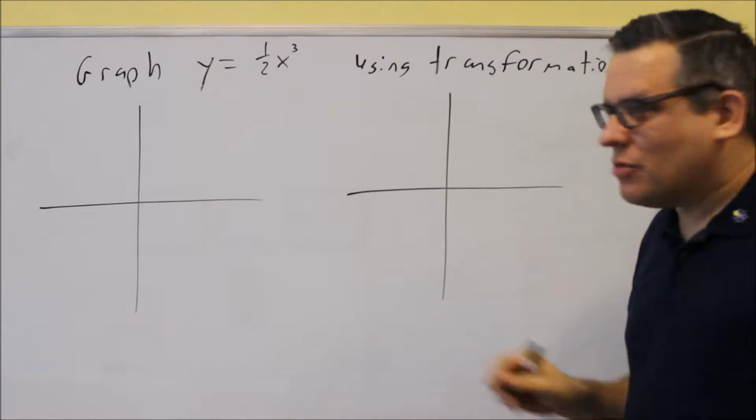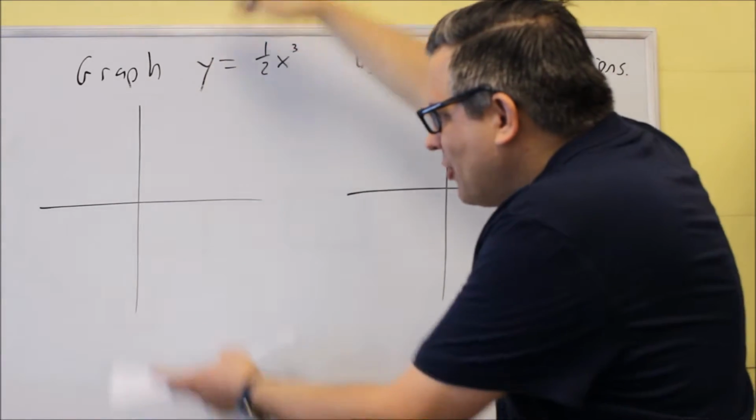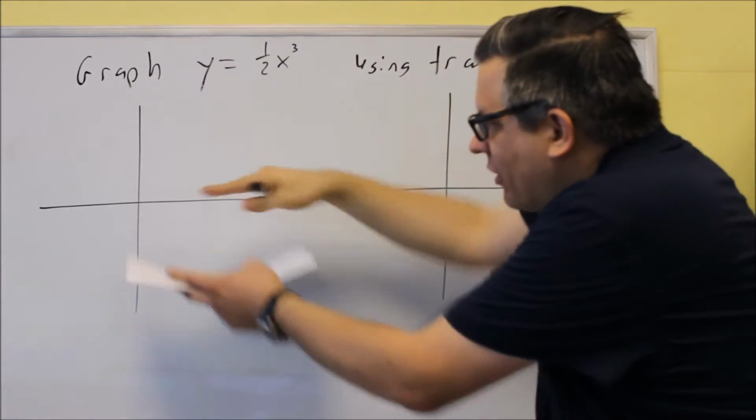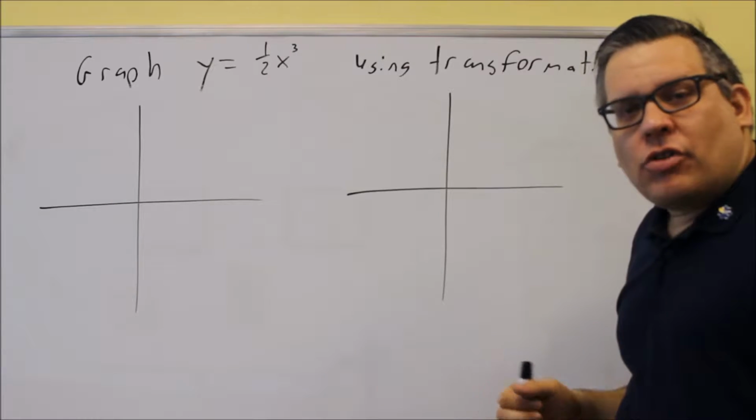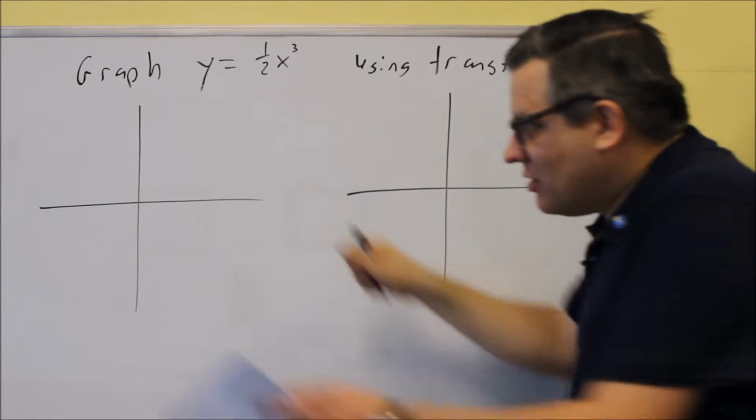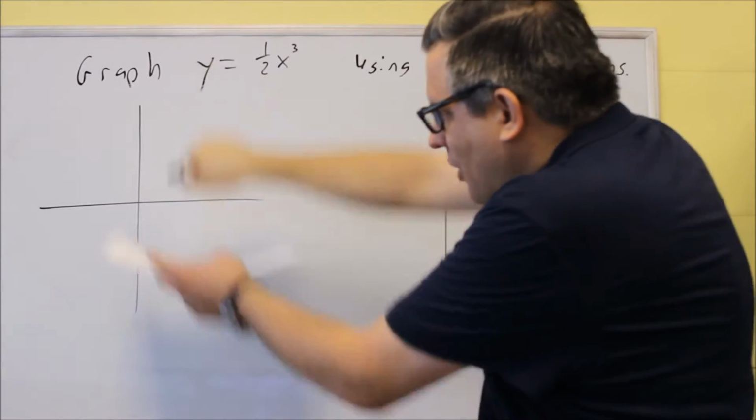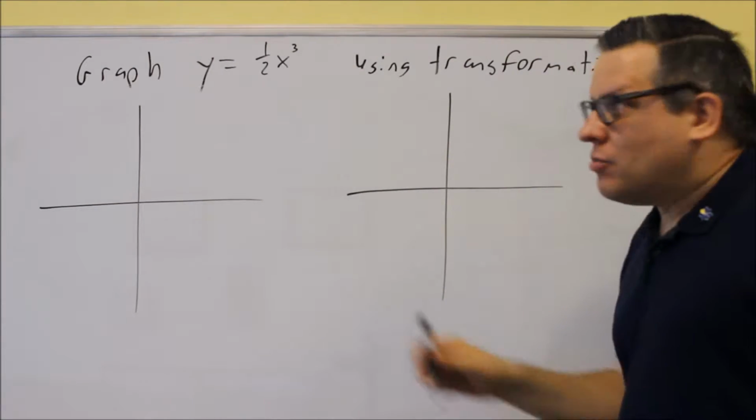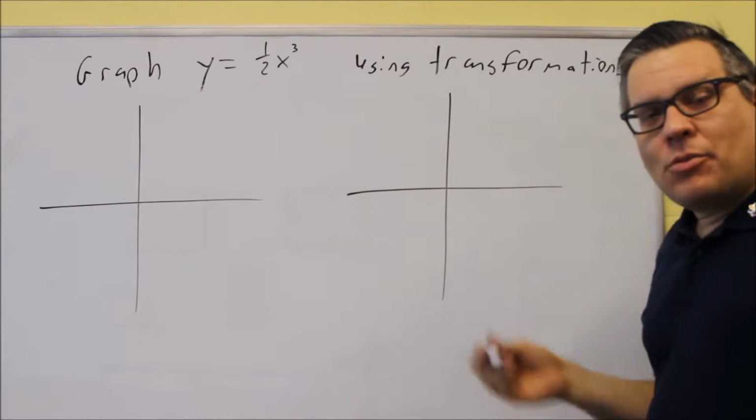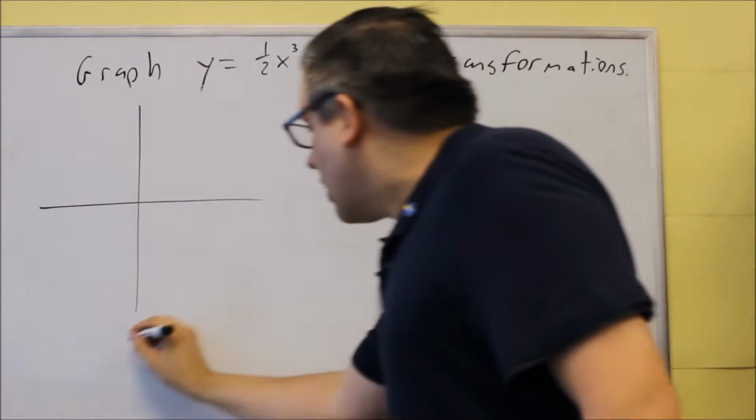Now, a vertical compression means that you take the graph and you squish it, press it down like that. If this number is greater than 1, then you have what's called a vertical stretch. That means it takes the graph and stretches it out that way. So the first one we're going to look at is a compression, because the number in front is between 0 and 1. You want to start with the base graph.